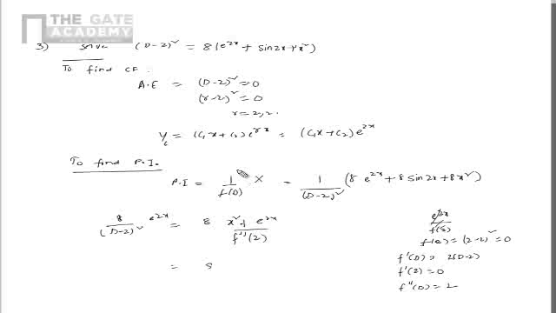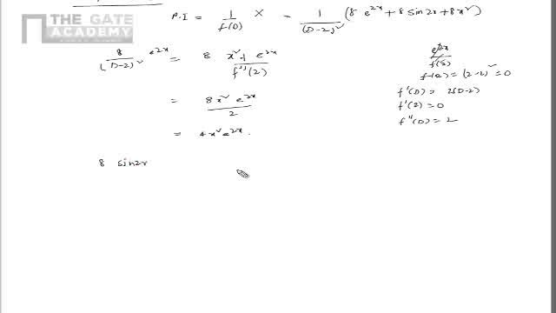Okay, so this comes out to be 8x² e^(2x) by f''(2), which will be basically 2. So it will be 4x² e^(2x). That is the first term. Now the second term is sin 2x by (D − 2)².